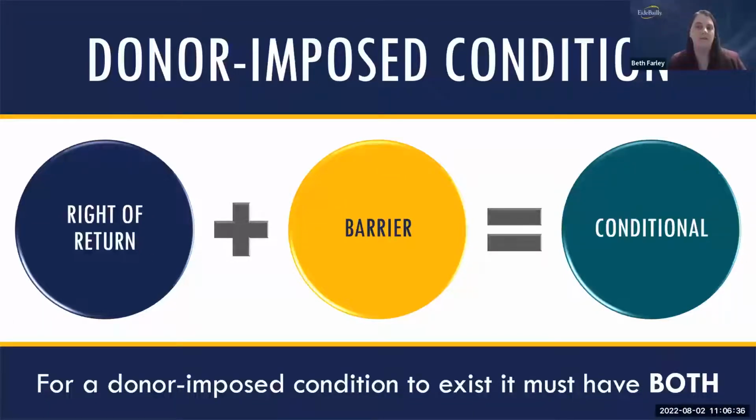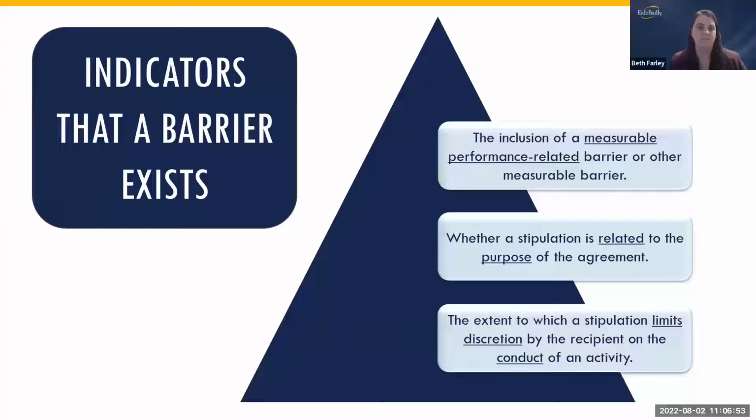A lot of foundations do contain some of this wording. Some of them contain wording about the right of return, and some do not include that. That's why it's very important to make sure that you are tracking those, particularly between them. So let's look at what indicators there might be that a barrier actually exists. The first one is the inclusion of a measurable performance-related barrier or other measurable barrier.